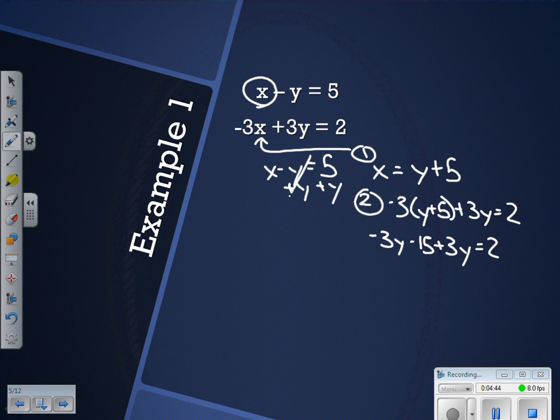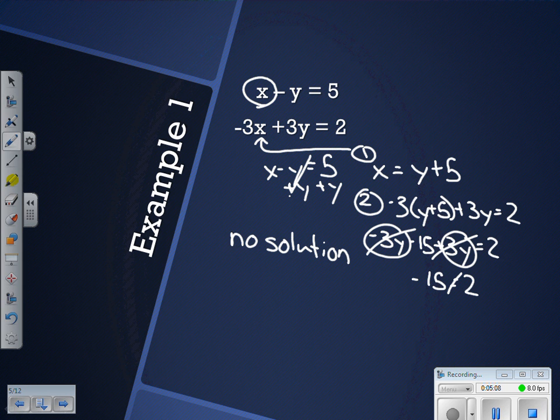Again, I can combine my like terms here and here. So I get negative 3y plus 3y, which cancels out. So I get negative 15 equals 2. Now right there, that tells me what the answer is, because negative 15 is never equal to 2. So that tells me this is a no solution. So I can stop exactly at that point.